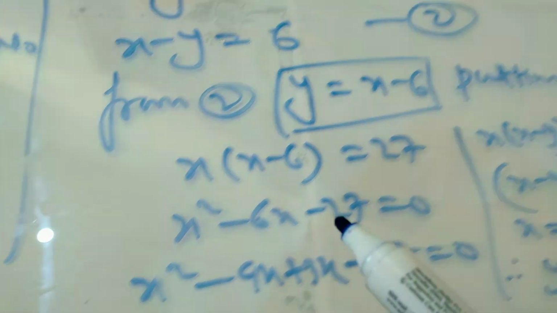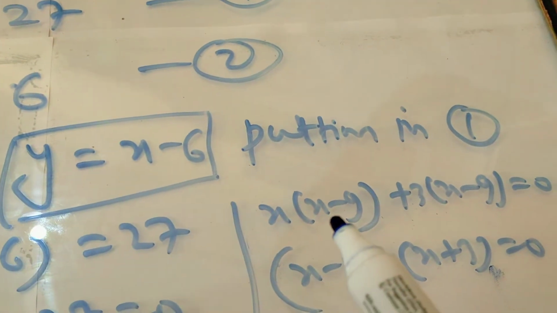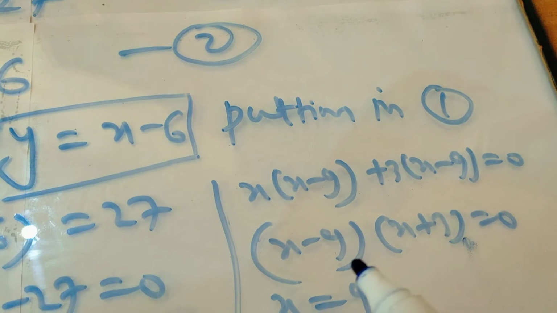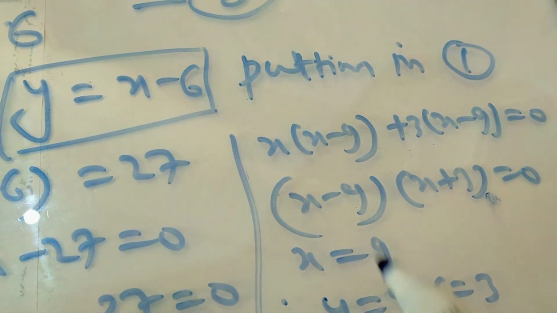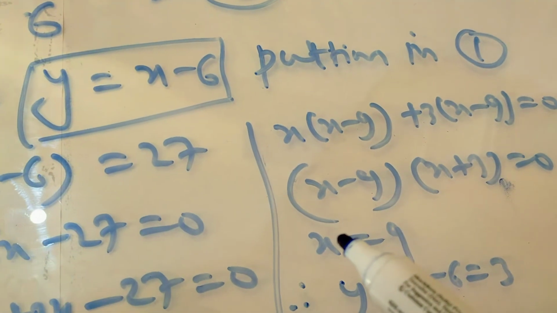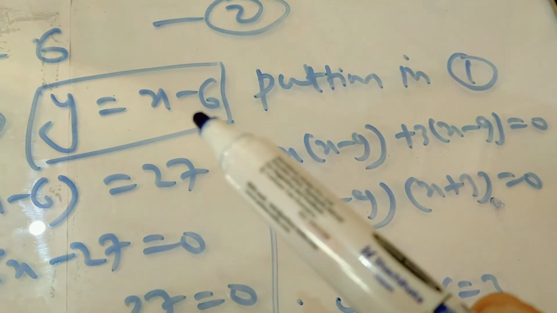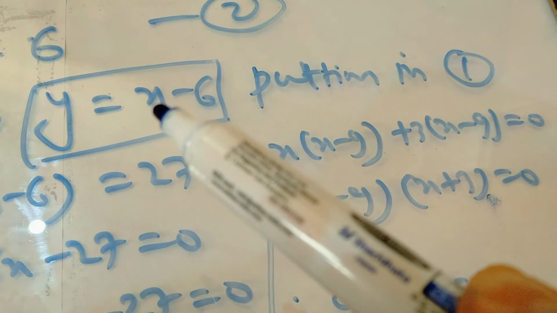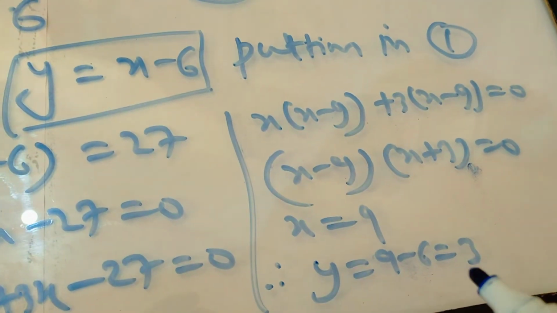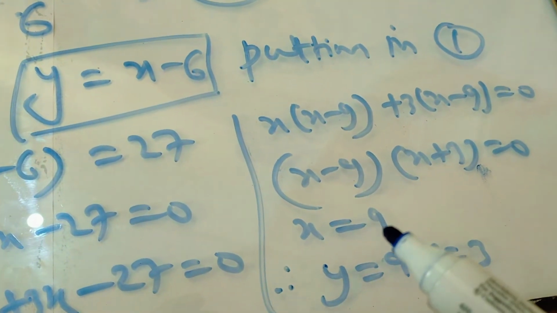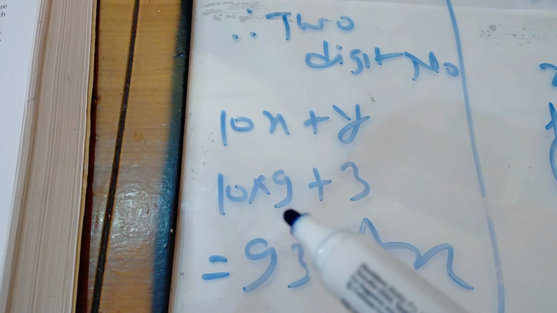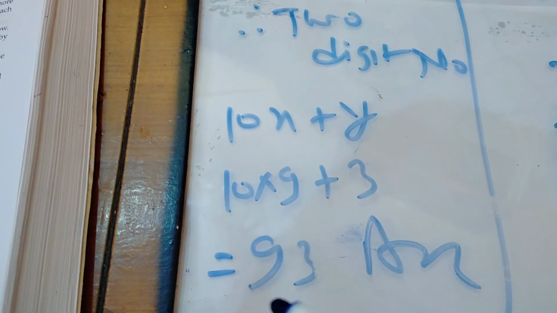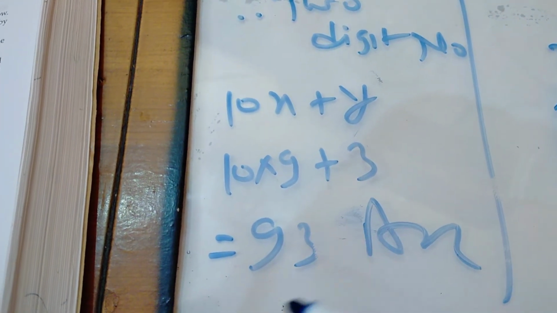Now x is common, so the other factor is x plus 3, but this factor will give a negative value, so I have not taken this. x is equal to 9 is the valid value of x. Now y is x minus 6. So if you substitute x here, 9 minus 6, it gives 3. So x is 9 and y is 3. So finally the two-digit number is 10x plus y. It is 10 into 9 plus 3. 10 into 9, 90, plus 3. 93 is your final answer.